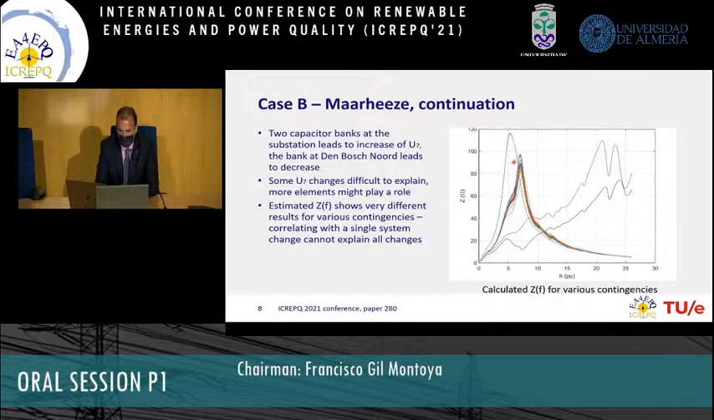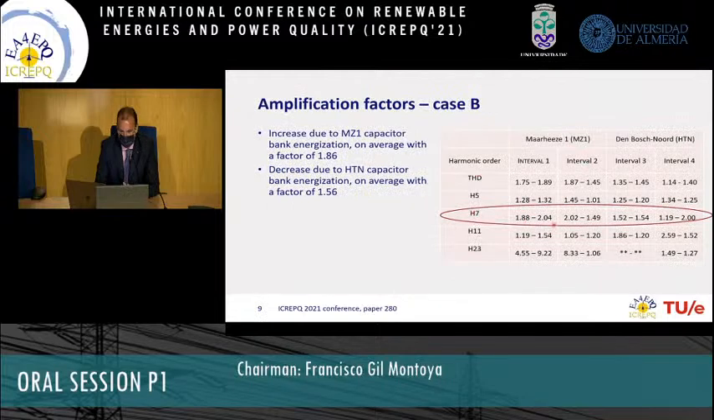I will go to conclusions very quickly. So the situation is actually quite complex, and therefore the amplification factors are not always consistent. So we have situations where there is a very small range of amplification factors happening, both an increase and decrease, but also situations when it is a wider range.